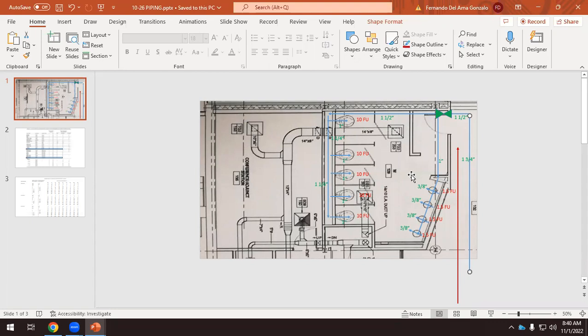And then we go through the hallway, and then through the hallway we go in this direction, and we go in that direction. And apparently the furthest point would be the toilet that we have here. So I think it would be this toilet or this sink.